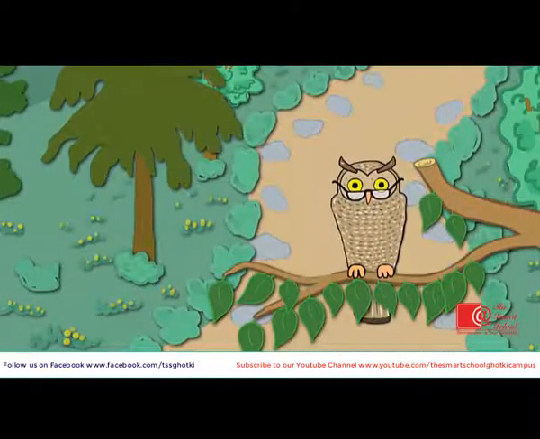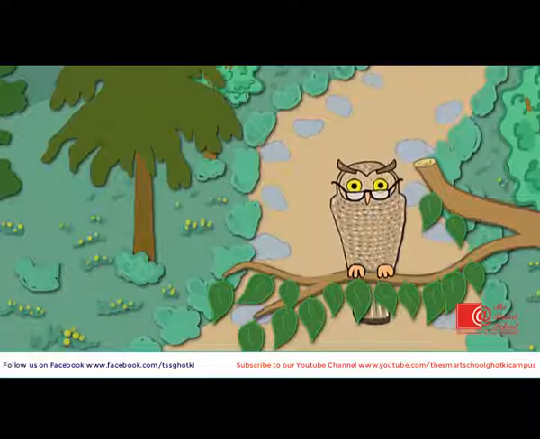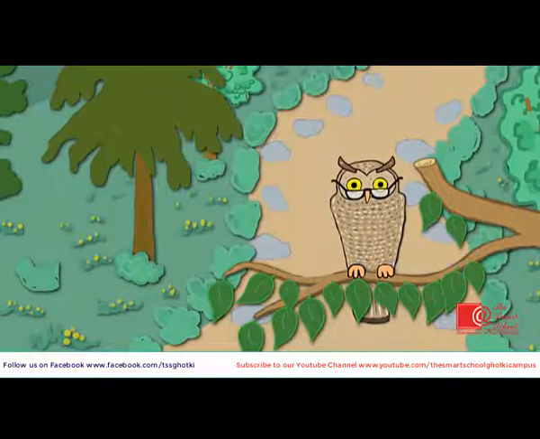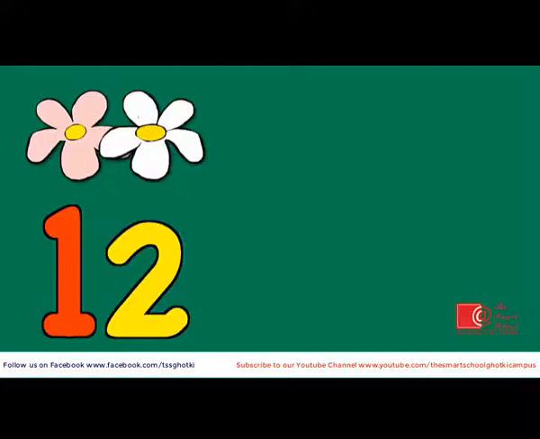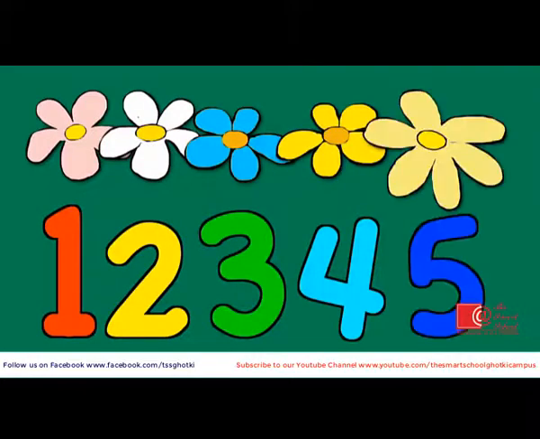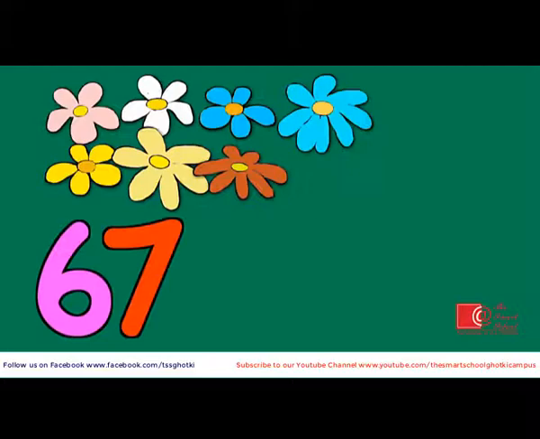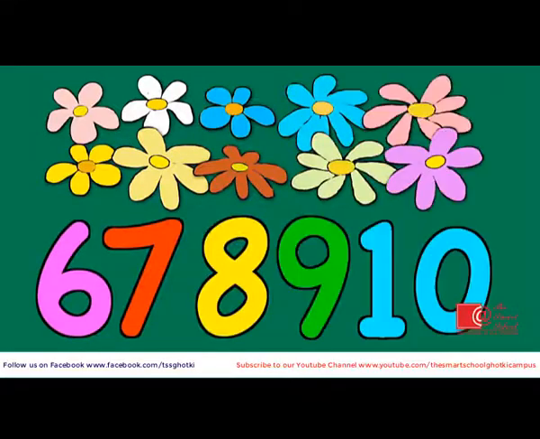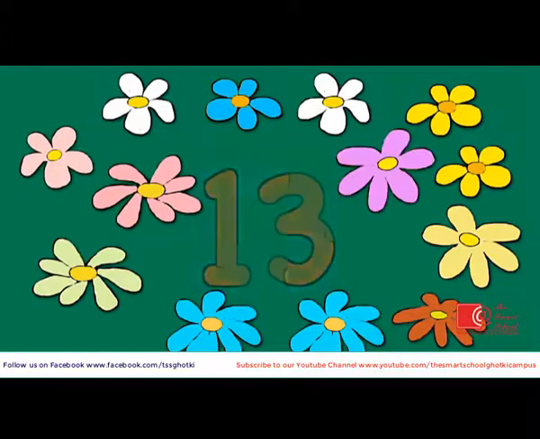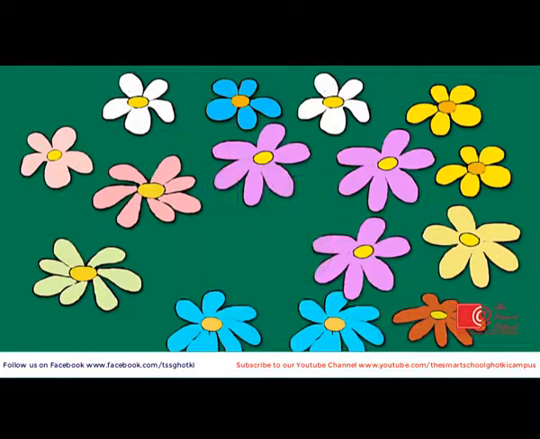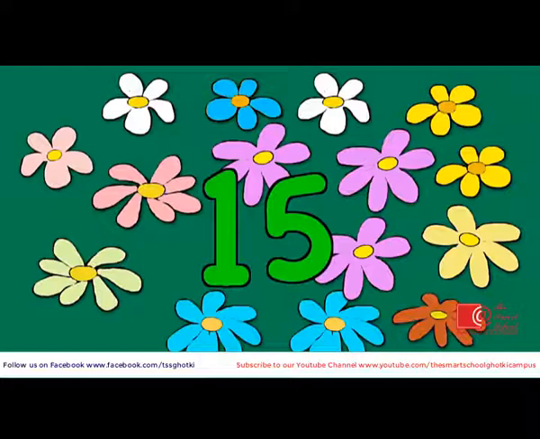We're going to count a few things in the forest. We're going to count flowers, leaves, rocks, and trees. We'll start with flowers. 1 flower, 2 flowers, 3, 4, 5, 6 flowers, 7 flowers, 8, 9, 10, 11 flowers, 12 flowers, 13, 14, 15, 15 flowers, gonna play with them for hours.